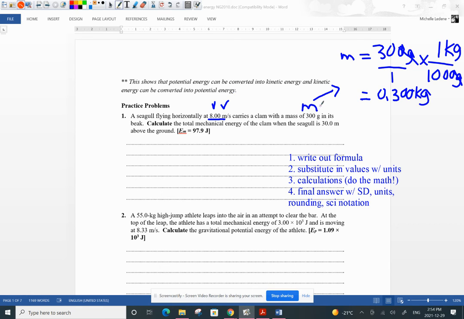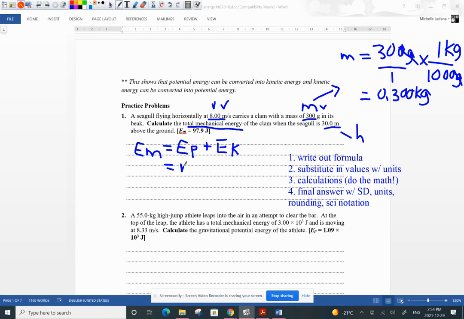So we have the speed, we have the mass, and we've got the height above the ground, also in 3 sig digs, and I'm asked for the total mechanical energy. So EM, mechanical energy, is EP, potential, plus kinetic. I don't care what order you write those in, but you write out your formula.